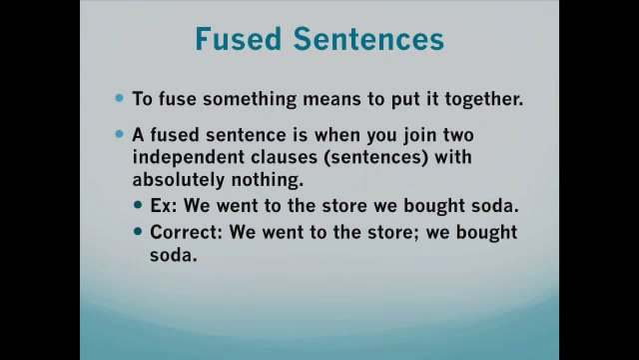So let's take a look at the fused sentence. To fuse something, we're putting it together. You hear that term all the time. A fused sentence is when you join two independent clauses or sentences with absolutely nothing. So look at this example. We went to the store, we bought soda. That's a fused sentence. We can put a semicolon in between it and that would fix it. We went to the store; we bought soda. So again, the comma splice, the run-on, and the fused sentence are very common errors, but they're errors just where we've failed to join the two sentences or independent clauses together.